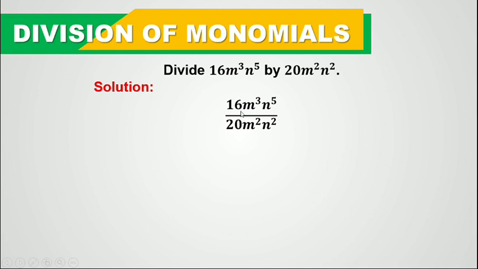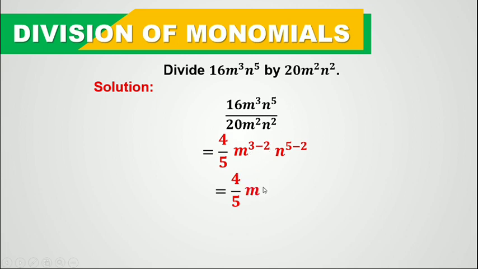So 16 divided by 4, that's 4, and then 20 divided by 4, that's 5. And then we're going to simplify the exponents of their variables. So copy m, 3 minus 2, and 5 minus 2. And then we're going to simplify these further. So this becomes copy 4/5, and then m, 3 minus 2, that's m.